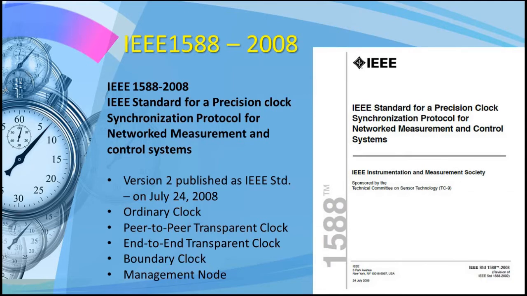The 1588 standard second version was released in 2008. In this version, the following entities were called: ordinary clock, peer-to-peer transparent clock, end-to-end transparent clock, boundary clock, and management node.